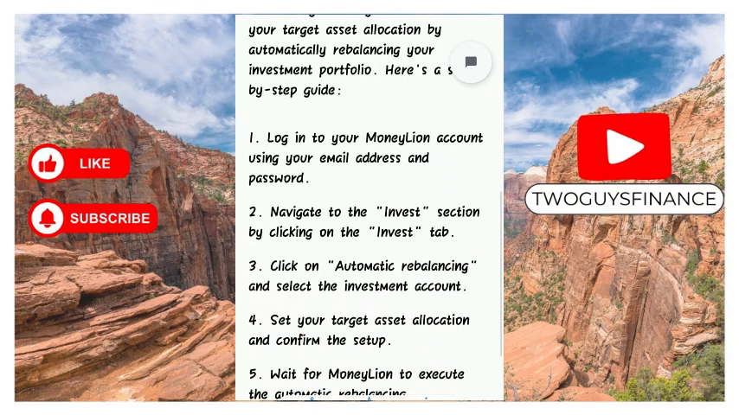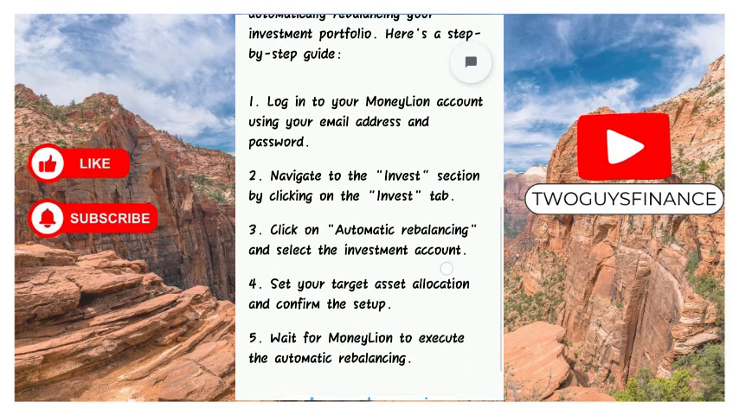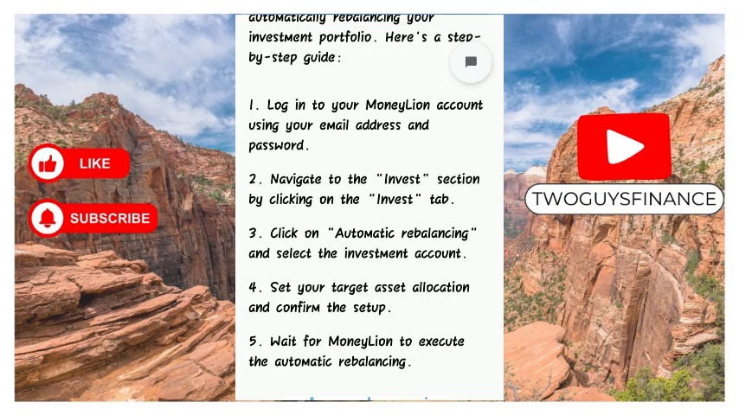So first thing you want to do is to log into your Moneylion's account using, of course, your email address and password. And once you're logged in, you want to navigate to the invest section by clicking on the invest tab. Next, you want to click on automatic rebalancing and select the investment account that you want to set that up for.